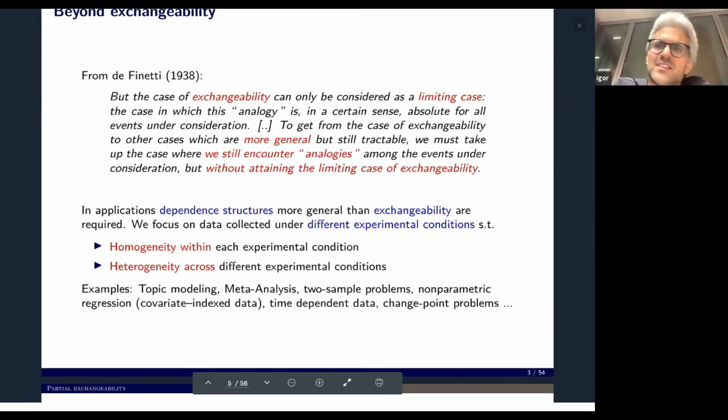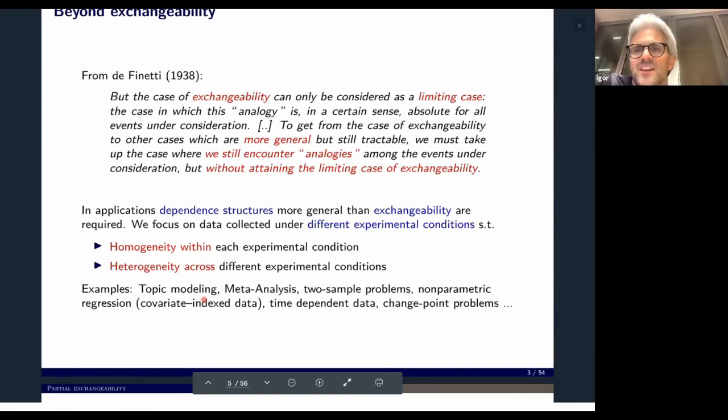Okay, and in particular, partial exchangeability will be the kind of symmetry where you have different experimental conditions. So you have homogeneity within each of them, and homogeneity means then to have exchangeability within each experimental condition. So think, for instance, about meta-analysis situations where you have different hospitals in which patients are treated for the same disease. So within each hospital, you will have exchangeability, but you will have some heterogeneity across them. So you have these different experimental conditions, and that applies for a series of applications.